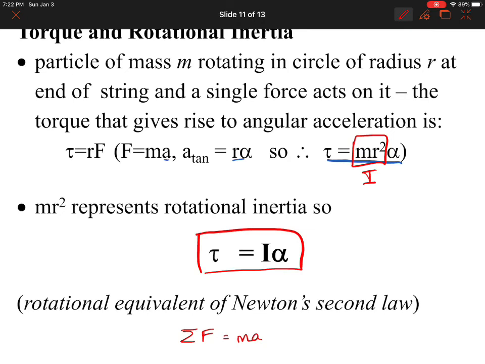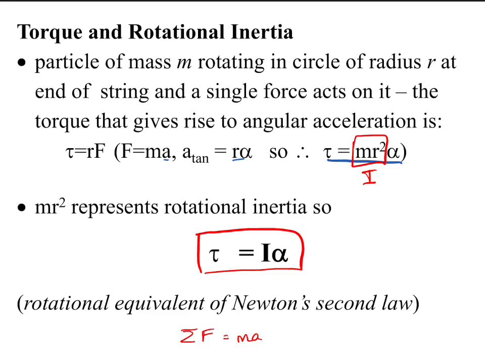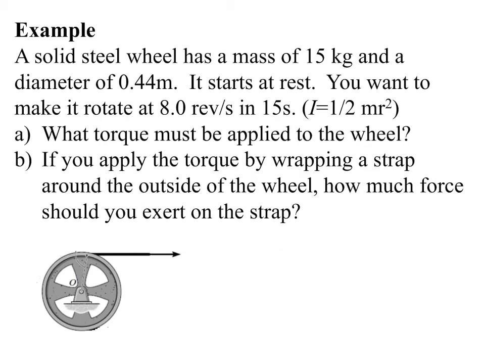It's a little bit different because we have to add in the fact that it depends on how mass is distributed and where you're applying the force on something. So anyways, that's how we relate torque to rotational inertia. It's rotational inertia times your angular acceleration. Okay?